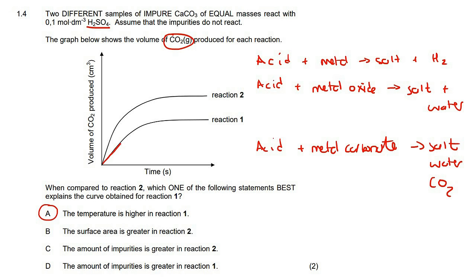So look at reaction 1. It's going slower. See that? If it was faster, it would go like there. Okay, so it's not that one. It's not going to be the surface area. You got to think about this carefully.